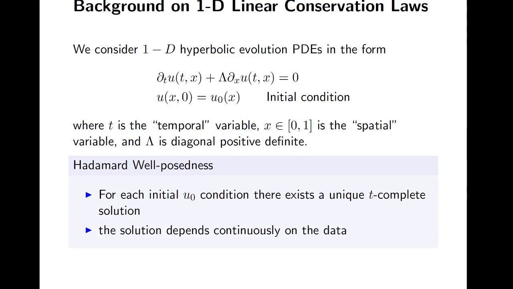So as I said, t is the temporal variable, x is the spatial variable, and lambda is diagonal and positive definite. One thing that is very important for PDEs, and one of the first things one should look at when studying PDE control, otherwise they will probably reject your paper forever, is the so-called Hadamard well-posedness of the problem. It's very important to ensure that for each initial condition there exists a unique solution that is t-complete, so complete in the t direction. We don't want a solution that ends in finite time. And moreover, we want the solution to depend continuously on the data, the initial condition and the parameters of the PDE.